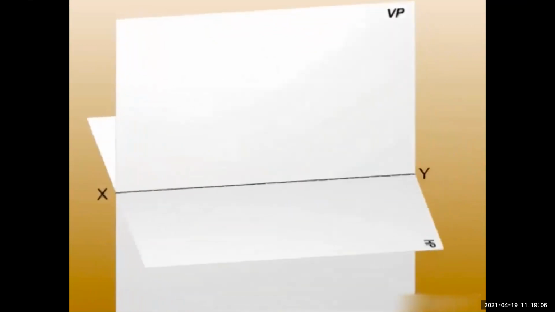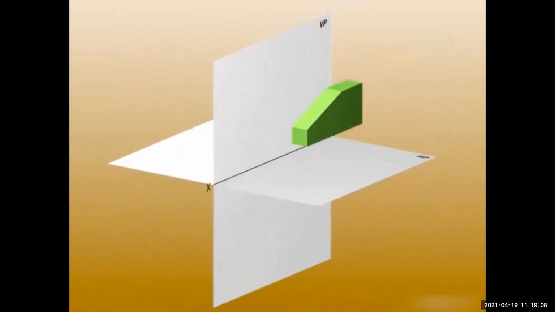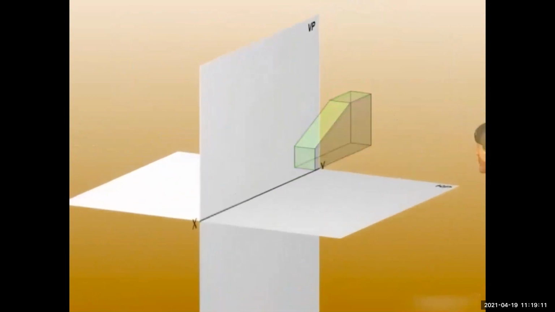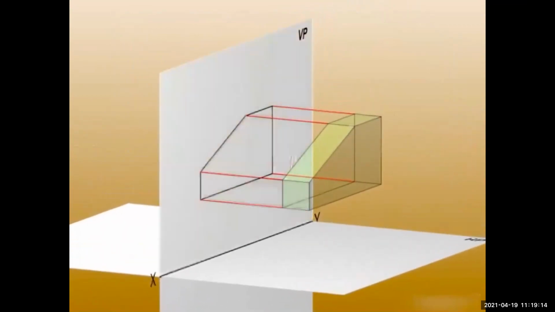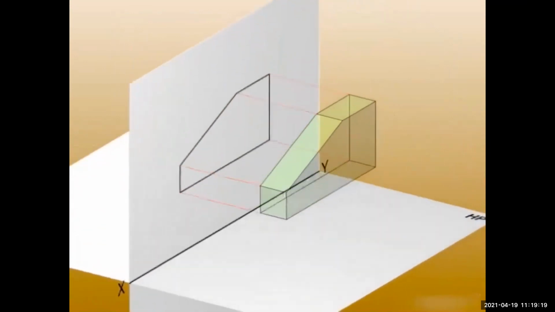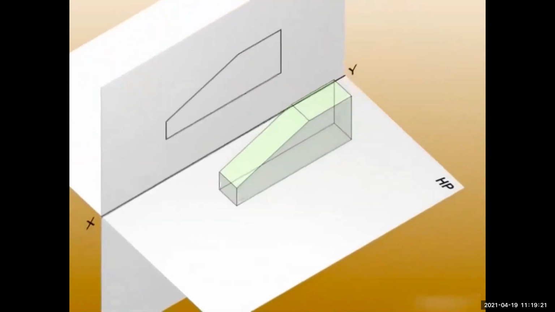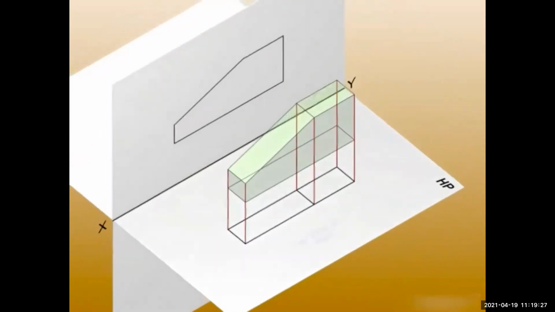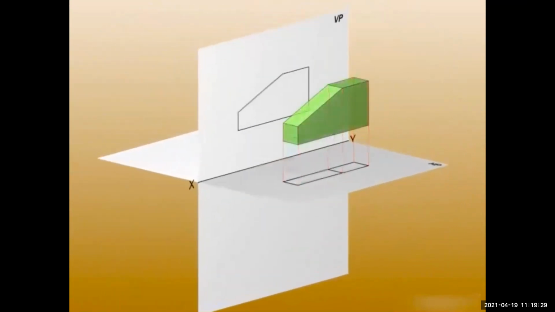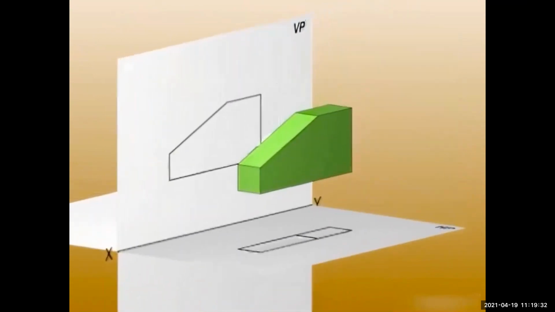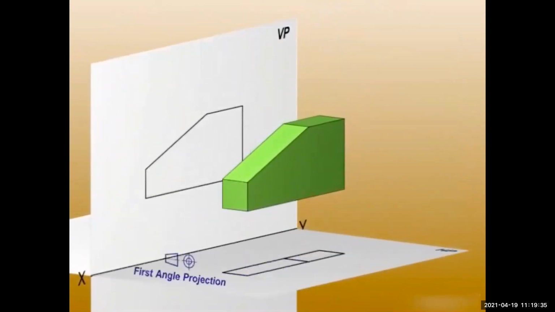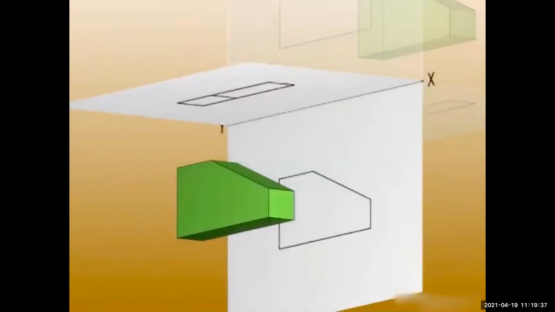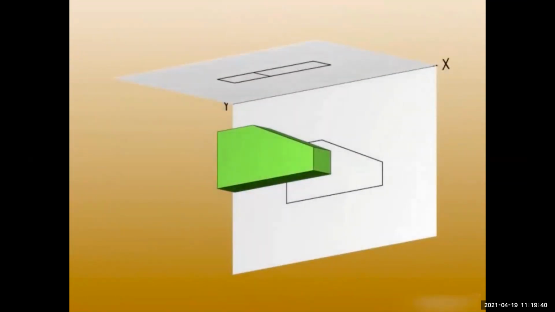Alright, now consider the object in the first quadrant. Looking at it from the front side, the image is found on the VP and is known as front view or elevation. And if we look at it from the top, then the image formed on the HP is known as top view or plan. As the object is in the first quadrant, the projection obtained is the first angle projection. Similarly, if the object is situated in the third quadrant, then the projection is known as third angle projection.